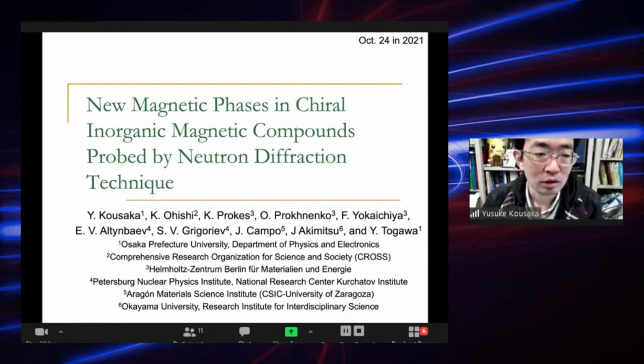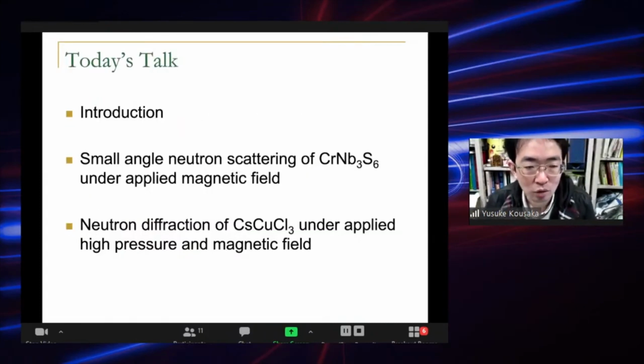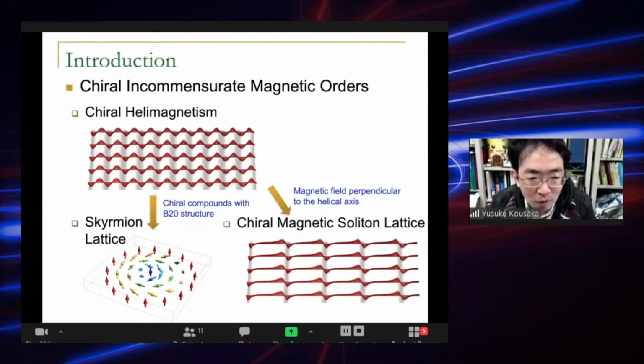Okay. So I will talk about two compounds: the chromium niobium compound and cesium copper chloride. We will briefly introduce these compounds and go to the experimental section. Firstly, chiral magnets have attracted very large attention due to their unique magnetic structures, such as the chiral helical lattice and the chiral magnetic soliton lattice under an applied magnetic field. The applied field produces a very unique magnetic structure. This is the interesting point about chiral magnetic compounds.